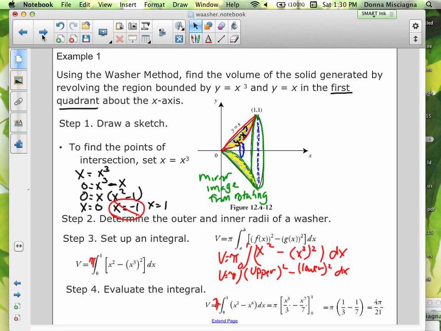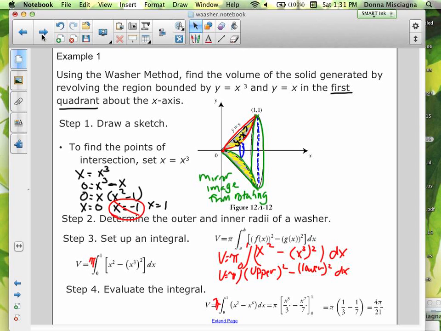All right, so now you determine your outer and inner radii. The outer function here, the upper one, is x, and the inner function is our x cubed. So the volume is going to be pi, evaluated on the interval of 0 to 1, and then our outer radius is x squared.